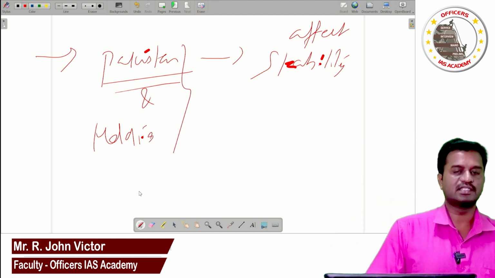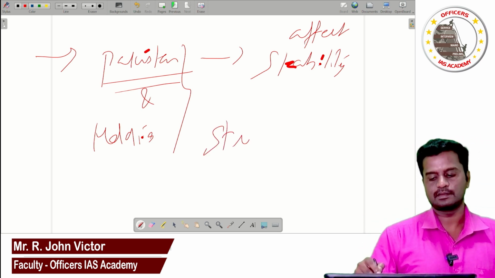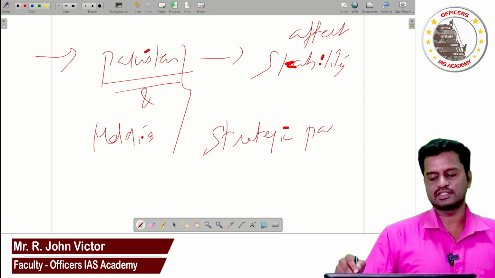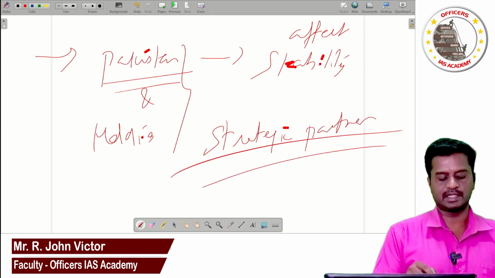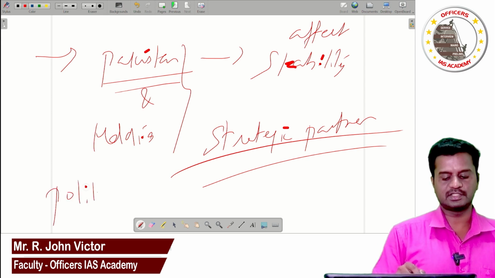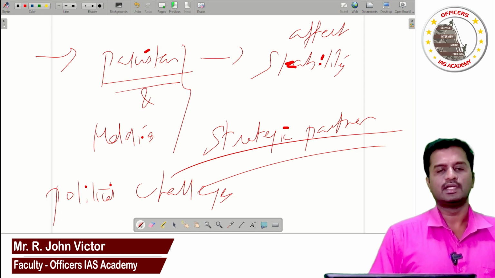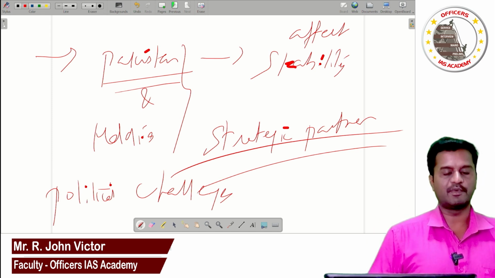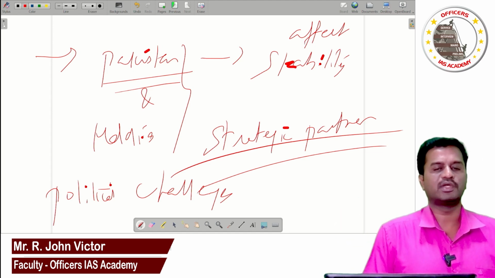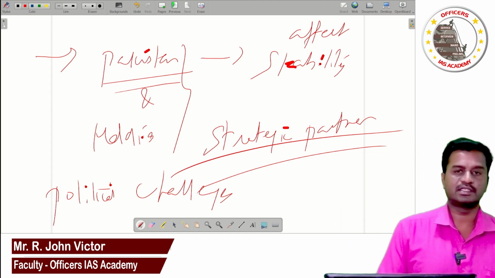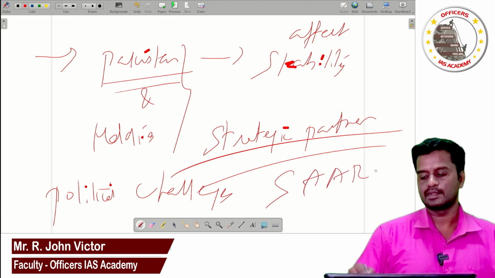You can conclude the answer telling that Maldives can work with India as a strategic partner. These are standard points that you can write in the conclusion. But we have to overcome the political challenges. We can achieve this through increased trade, soft power and energy diplomacy. End the answer like this. You can also end telling that we can strengthen India-Maldives cooperation under platforms such as SAARC. Okay.